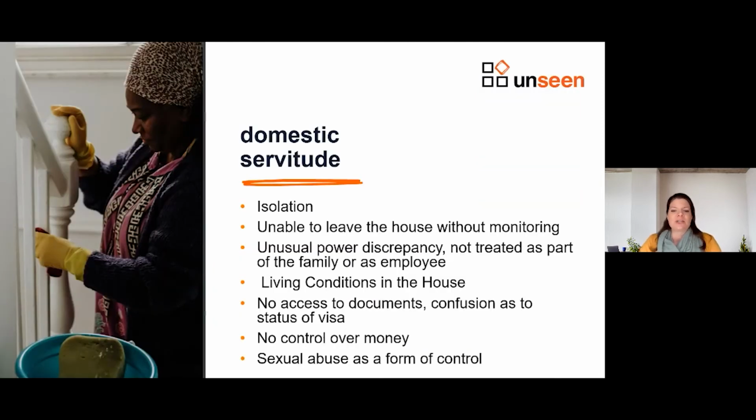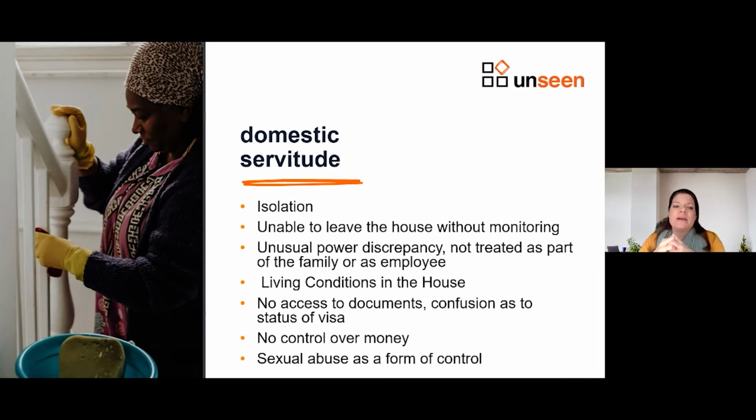When we look at domestic servitude, this is viewed to be one of the most isolated forms of exploitation because it's usually only one victim in a situation, and it's in a private residence. So there's fewer access points from the public to identify a particular victim in domestic servitude.